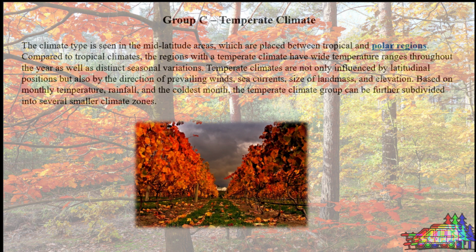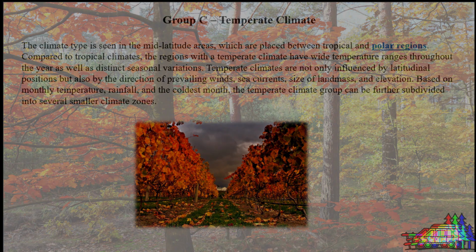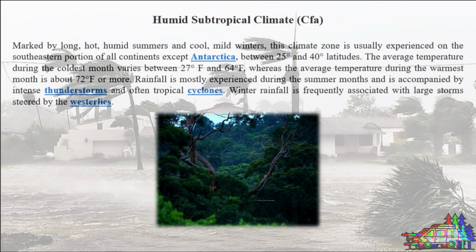Based on monthly temperature, rainfall, and the coldest month, the temperate climate group can be further subdivided into several smaller climate zones. Humid subtropical climate, CFA. Marked by long, hot, humid summers and cool, mild winters, this climate zone is usually experienced on the southeastern portion of all continents except Antarctica, between 25 degrees and 40 degrees latitudes.